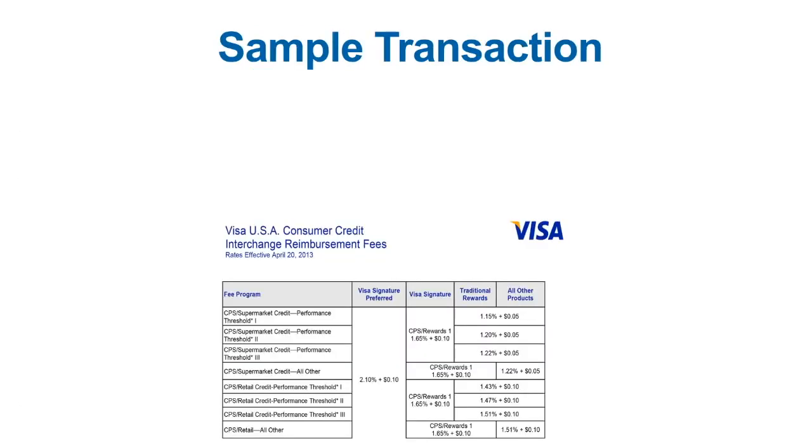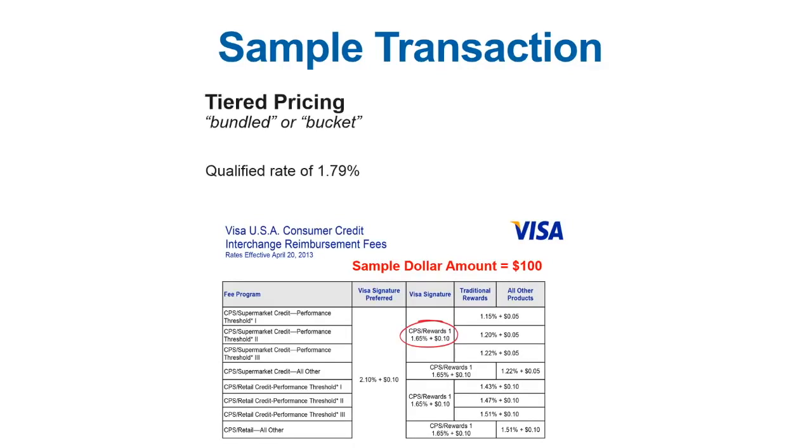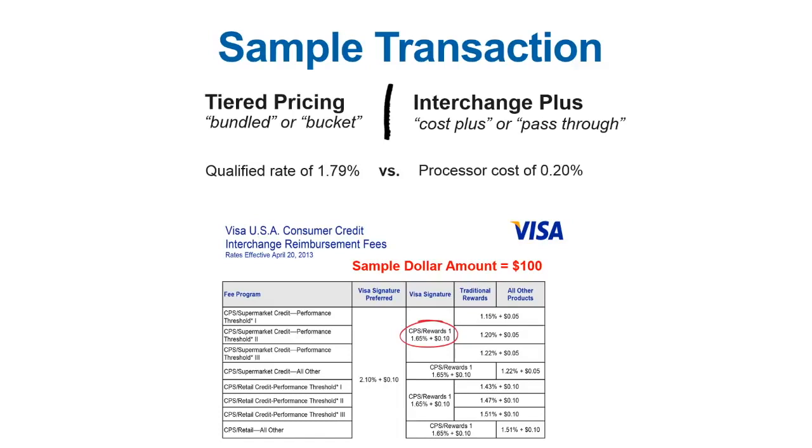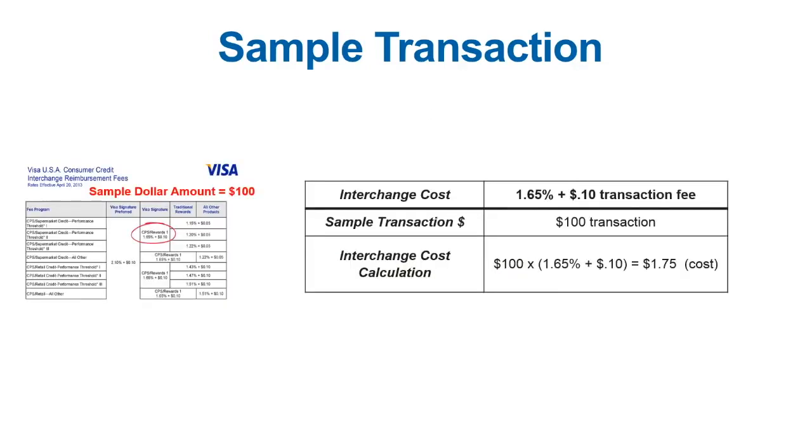Here's a sample transaction. Refer to the Visa interchange chart that we looked at earlier, and let's compare a single transaction at a qualified rate of 1.79 under a tier-based program to an Interchange Plus pricing program with a processor cost of 20 basis points. Assume the following for the transaction. The interchange cost is 1.65% plus a 10-cent transaction fee, and we'll use a $100 transaction as the sample dollar amount. Given those two variables, we know that the actual cost of the transaction is $1.75.